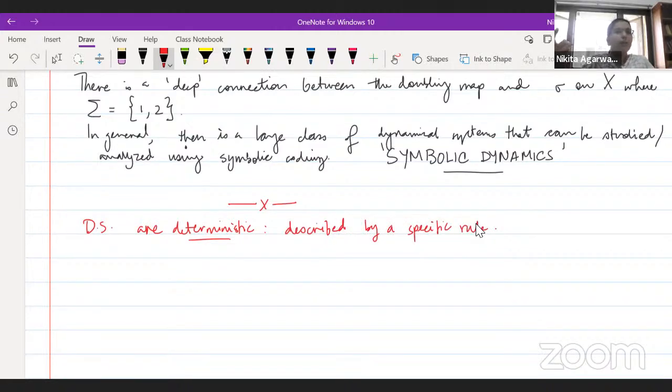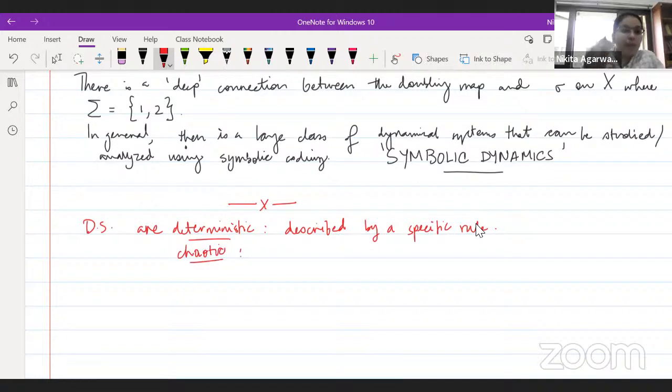Which is either the map F or the solution coming from a differential equation. So it's described by a specific rule. In that sense, it's deterministic. You can know the future if you know the present, by applying the map again and again. But at the same time, it can also be what is known as chaotic.